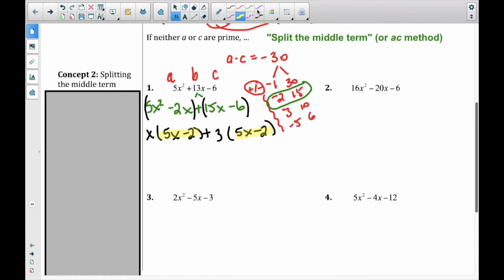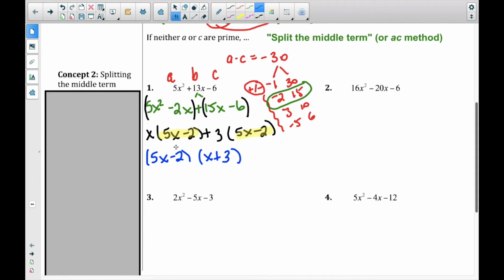Excellent. The next thing I need to do is I really have two separate items here where I can factor out the 5x minus 2 out of each set. In other words, if I pull out the 5x minus 2 out of the first term, then I'm left over with an x. And then I have a plus in the middle. And if I factor out the 5x minus 2 out of the second one, I have a 3 left over.